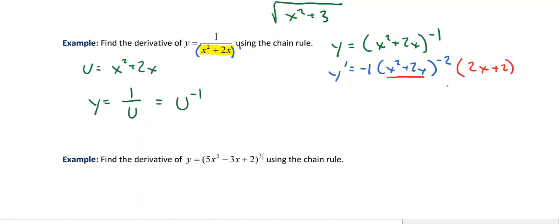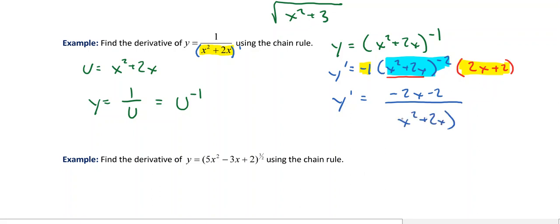So what can we do to clean this up? Well, we can take the negative 1, multiply it through by this, and then we can take this, which is raised to the negative 2 power, and put it in the denominator raised to the positive 2 power. So negative 1 times 2x plus 2 is negative 2x minus 2. And then all of this comes down to the denominator raised to the positive 2 power.